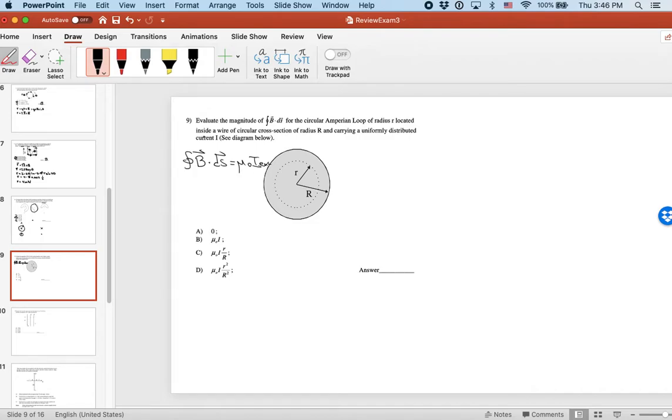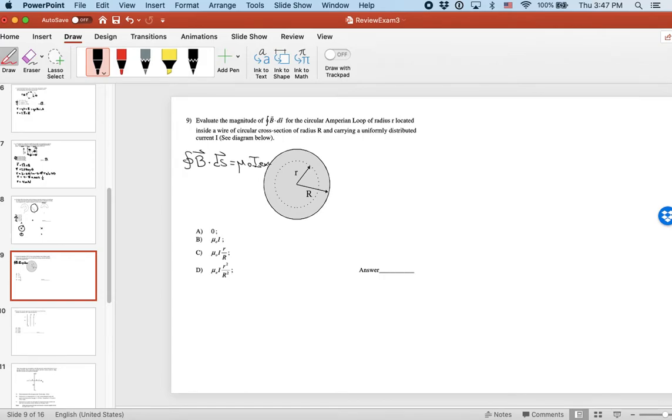And so when they say, I feel like a lot of students aren't really sure what they're asking. They're not asking you to solve for the B field, which is often what they ask for. They're asking you to solve for the left side of the equation. So they want you to give them an answer to what is the right side.